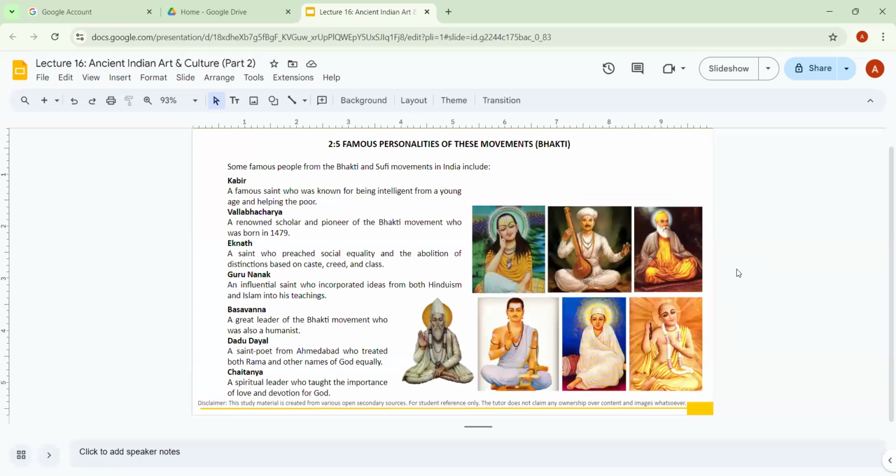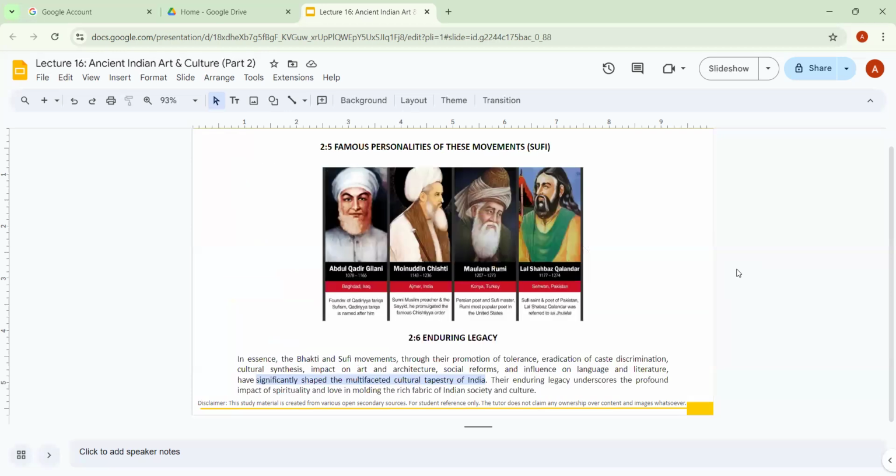The famous personalities from the Bhakti movement are Sant Kabir, Vallabhacharya, Sant Eknath, Guru Nanak, Basavana, Dadu Dayal, and Chaitanya. Famous personalities of the Sufi movement include Abdul Qadir Gilani, Moinuddin Chisti, Maulana Rumi, Lal Shahbaz Qalandar.